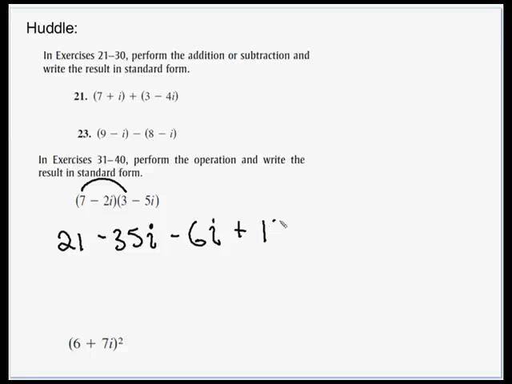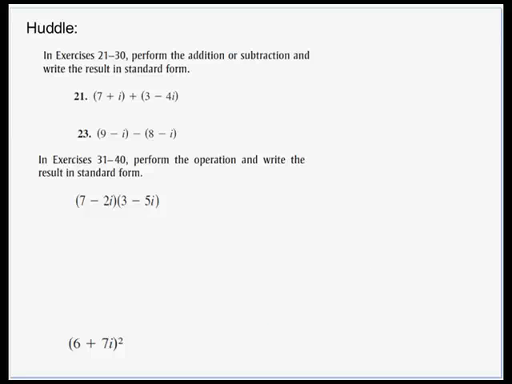2 times 5 is 10, and that's an i squared. The i squared will just change this last sign to a minus. And now the 10 is a real component. So 21 minus 10 is 11. And then we have minus 35 and minus 6 is minus 41 times the imaginary component.